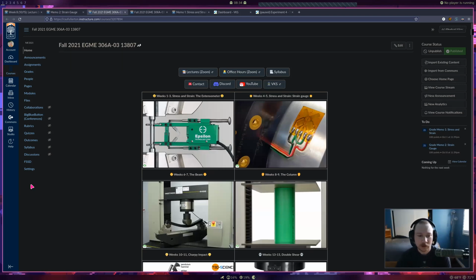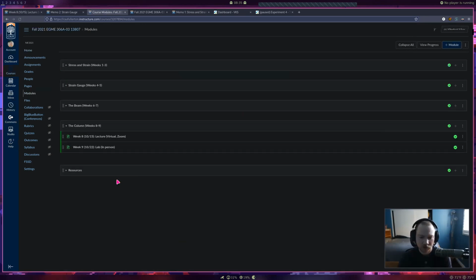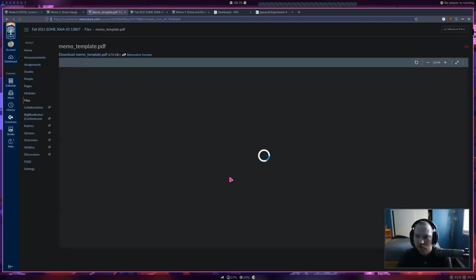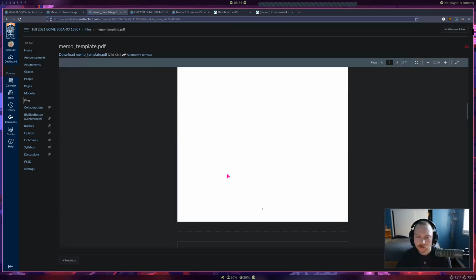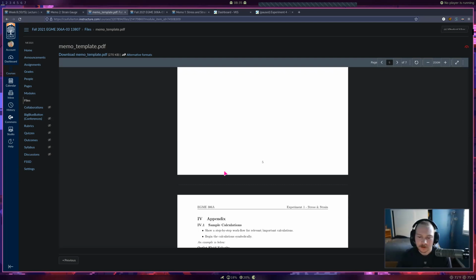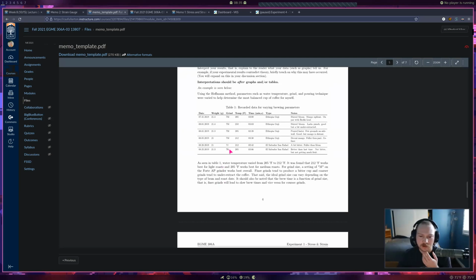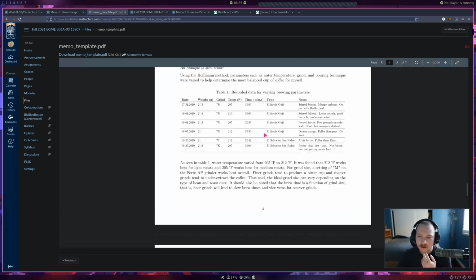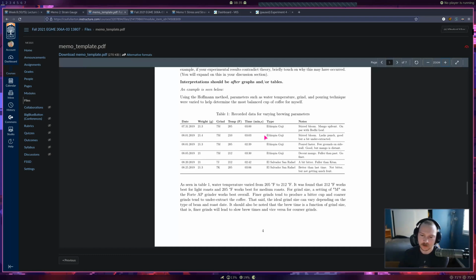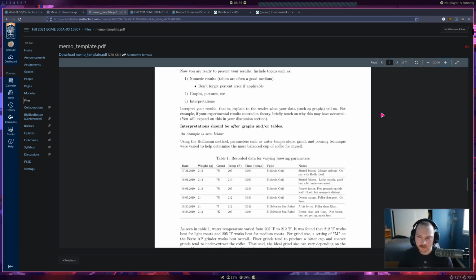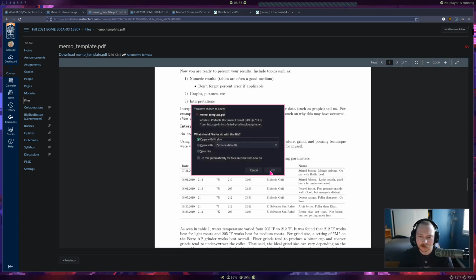Opening up the chat. Okay, so we're going to go to modules, and then resources, and then the memo template. Alright, so again, for each figure and for each table, you should have a caption that's numbered. So if you didn't have that, I will have left a comment on your memo for the first one. Let me open this up in a different tab.